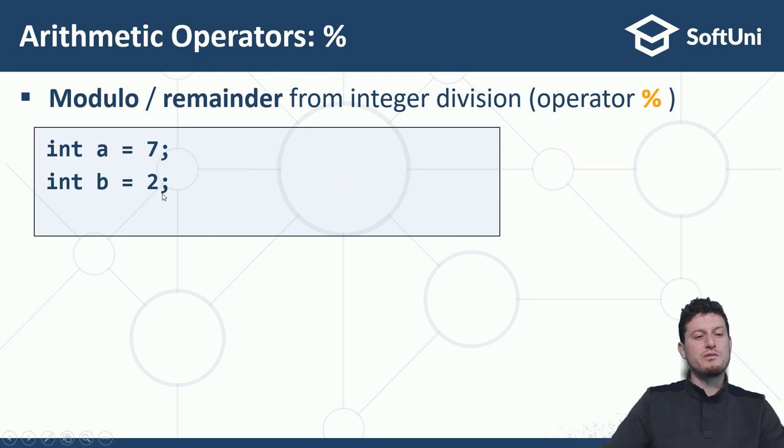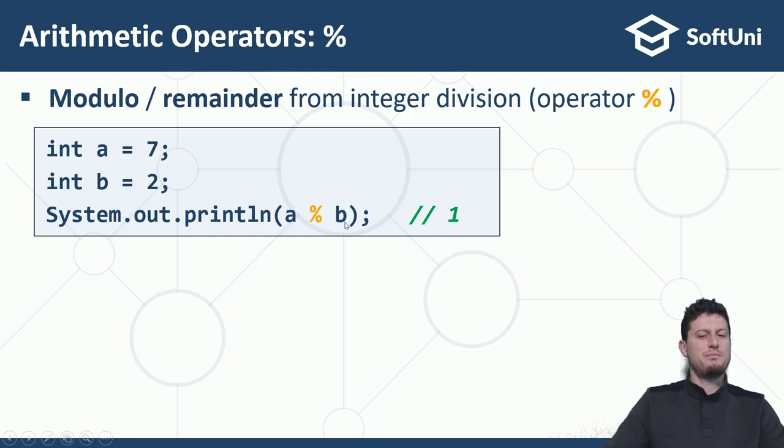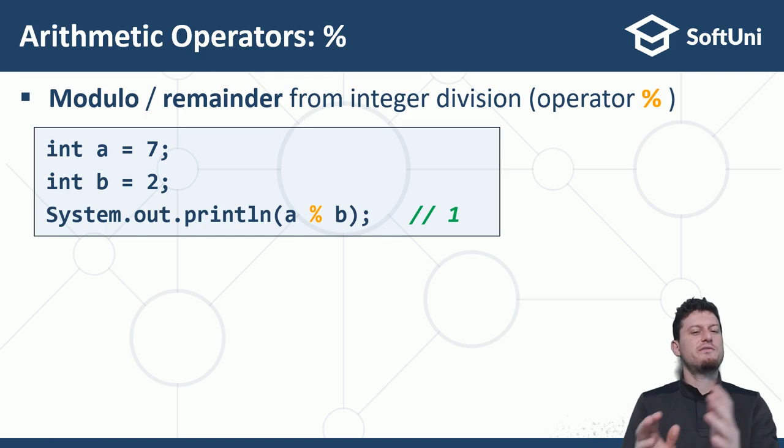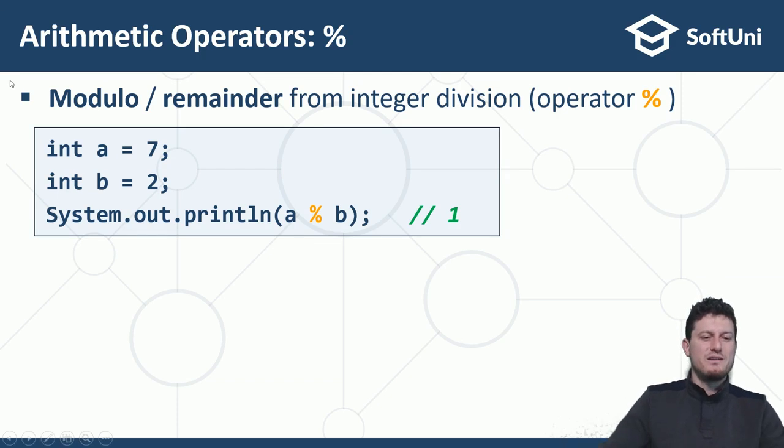This is how it works. So this is just the remainder. A % b here is 1. When you divide and remove the integer part, there is a fractional part, and this fractional part before the division is called the remainder. So it's something like this.